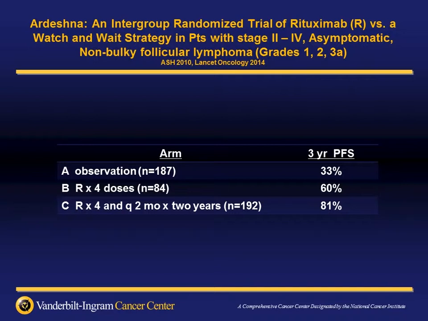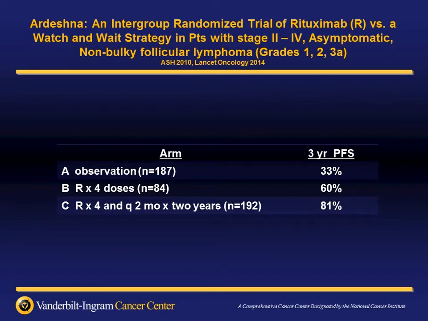And they randomized to observation, Rituxan times 4 doses only, and Rituxan times 4 doses followed by Rituxan every 2 months times 2 years. And the progression-free survival was better for the latter at 81% versus observation at 33%. It's not clear why they closed Arm B, but they did close it. They said something about people didn't like getting randomized to that.